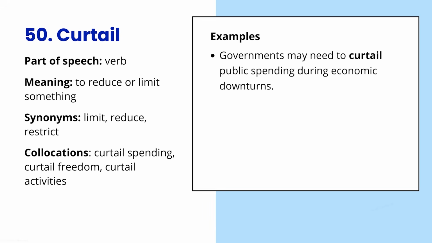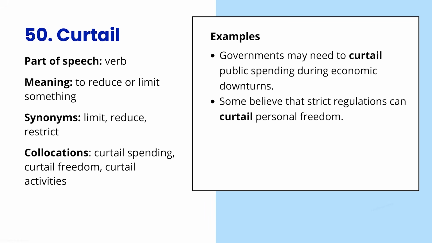Governments may need to curtail public spending during economic downturns. So this means governments might need to reduce public spending during economic downturns. Some believe that strict regulations can curtail personal freedom or can reduce personal freedom. So curtail is a great way to say something has been reduced or limited without repeating or using words like cut or reduce. So they were 50 words you can use in Writing Task 2.